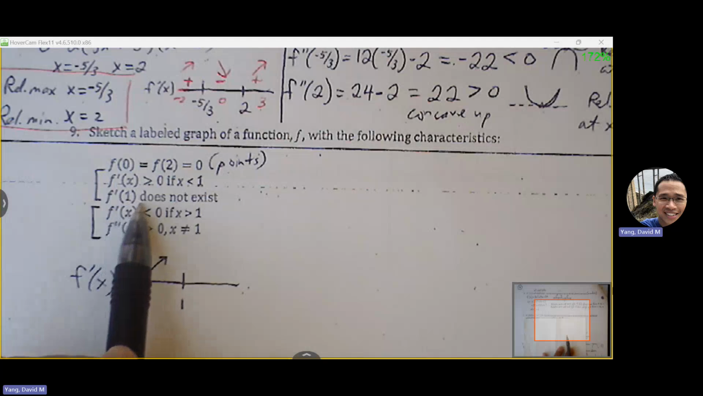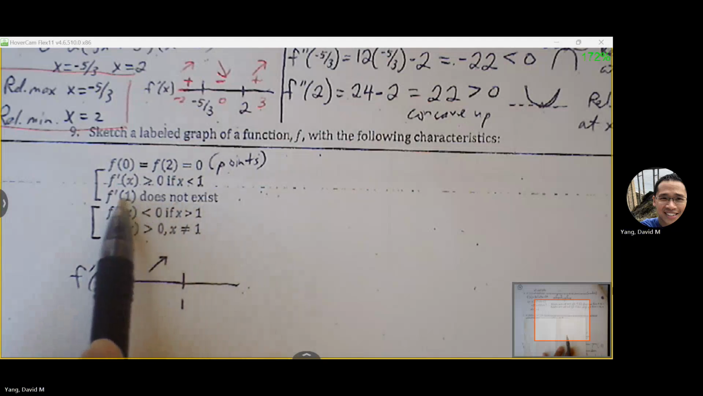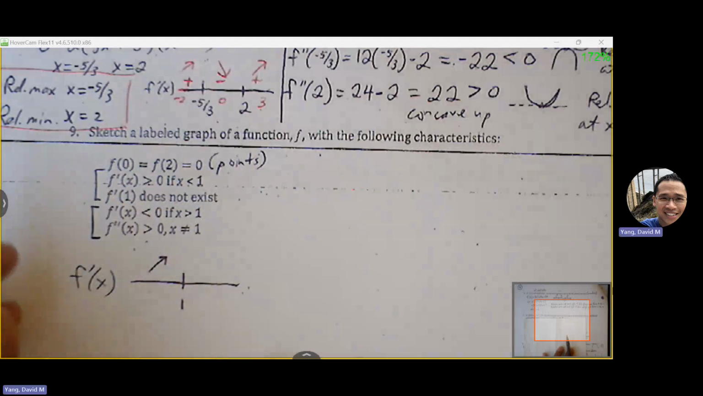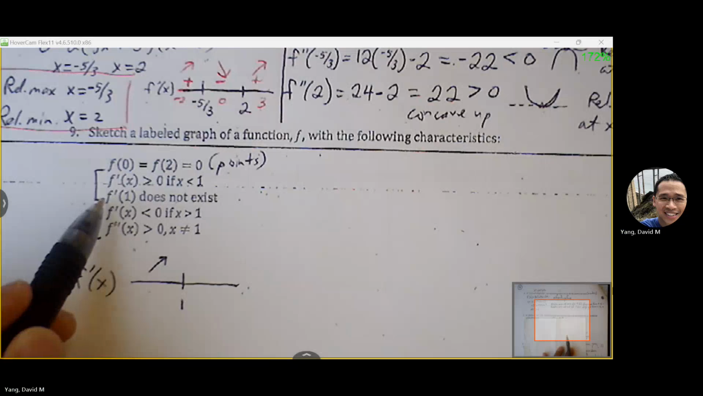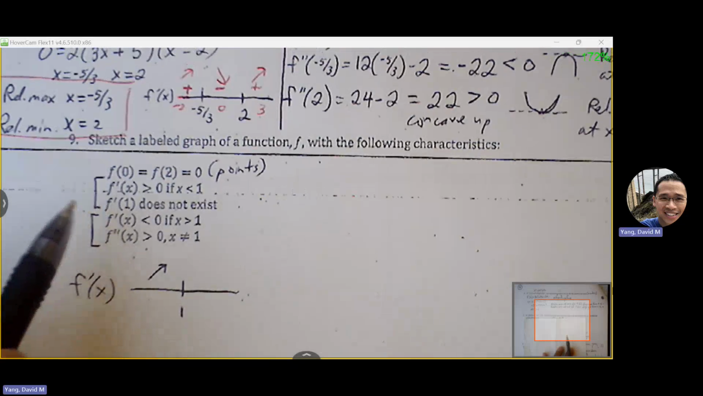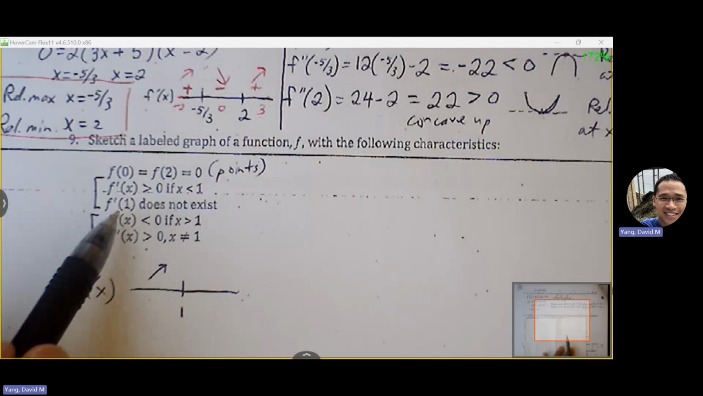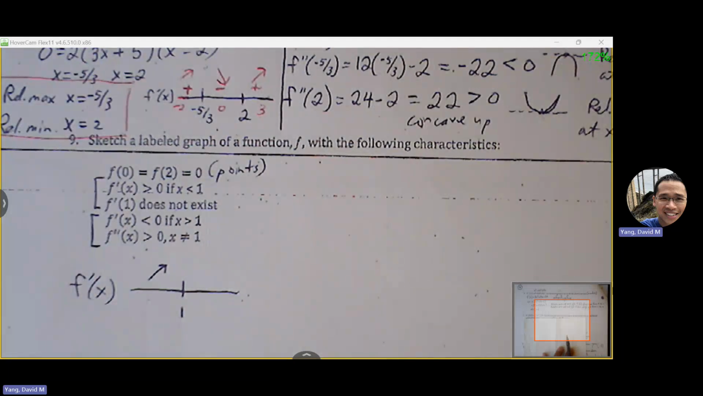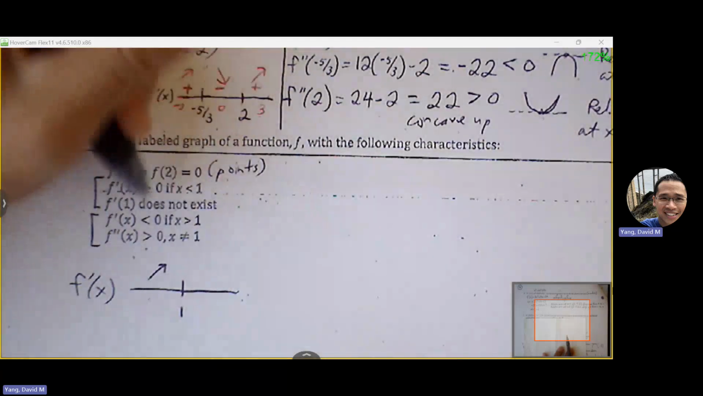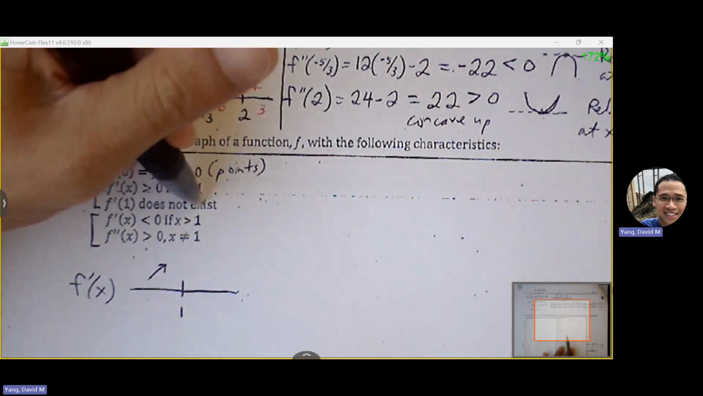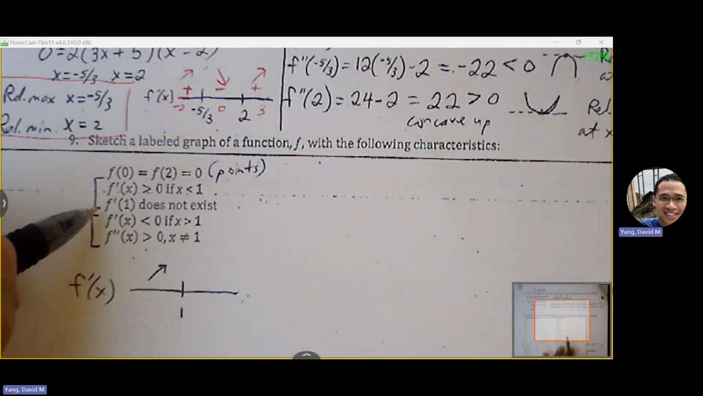Next statement, f prime of 1 does not exist. So what does that mean? Yes, so a couple things here. If a slope doesn't exist, it could be a number of things. It could be because of a sharp turn. It could be because it's a vertical asymptote. It could be a hole. So this is a very broad statement. There's a lot of room for interpretation. So you can interpret it however way you want, which means that your graph may look a little different depending on how you interpret it.